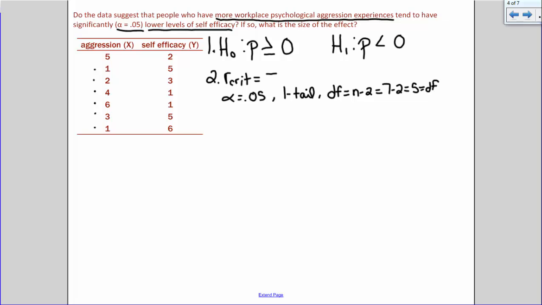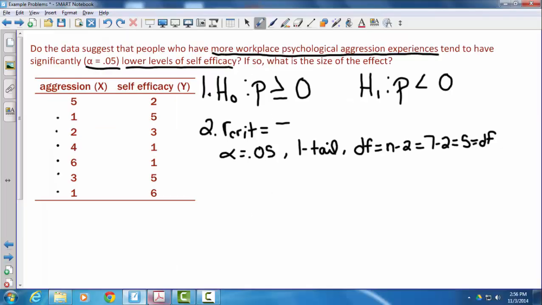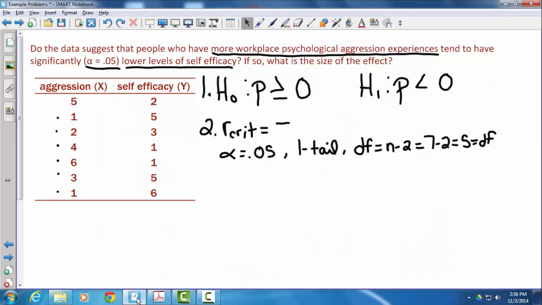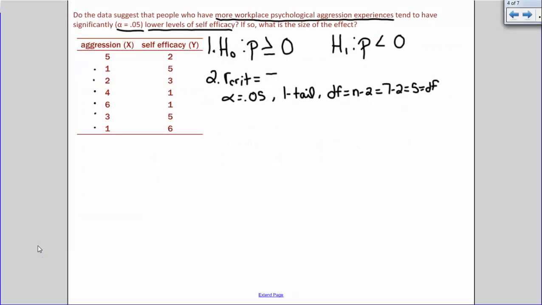All right, let's look at our table here. 5 is my degrees of freedom. One-tailed test, alpha level 0.05, so I'm looking at the first column, and then here, 0.669 is my critical value. So not only 0.669, but negative 0.669.